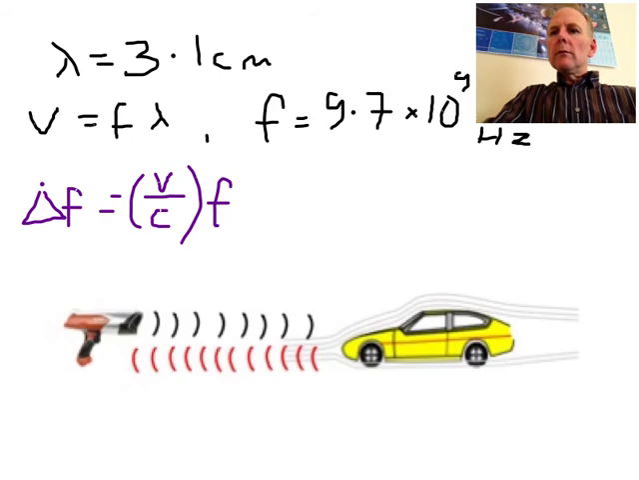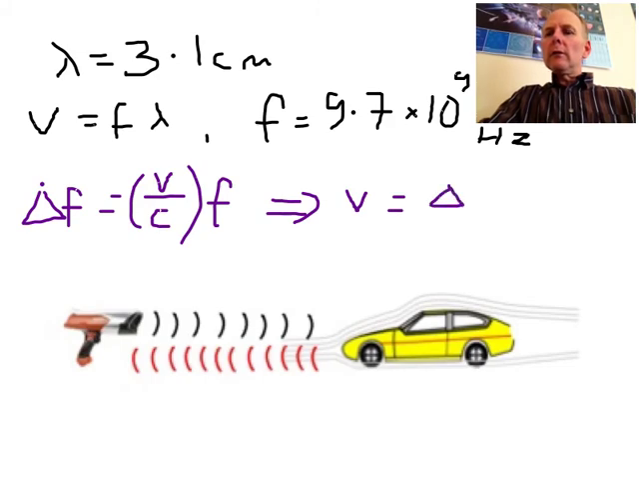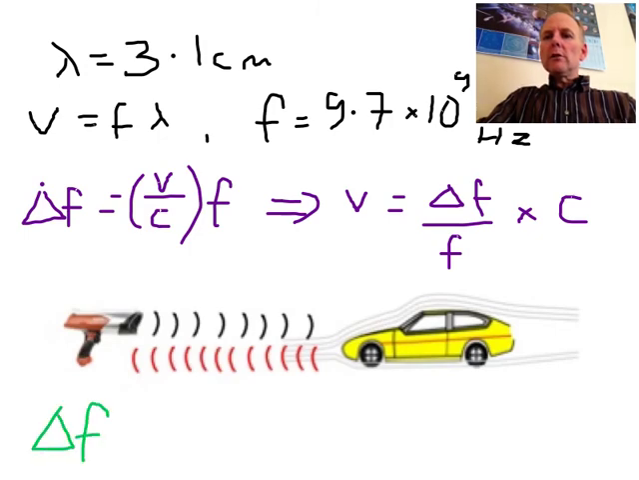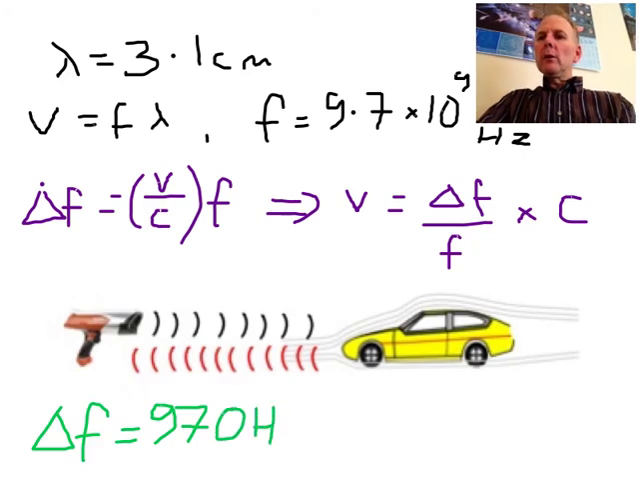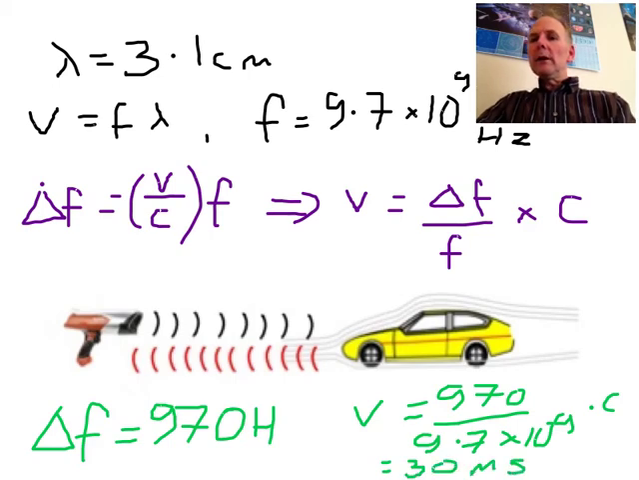Let's rearrange that equation. So we have v, which is what we want, is equal to delta f, the change in frequency, over f, the actual frequency, multiplied by the speed of the microwaves. So let's say that the change in frequency measured by the radar gun is equal to 970 hertz. Let's plug all those things into the equation. So we have v equals 970 divided by 9.7 times 10 to the 9 multiplied by the speed of light. I'll just write down c because I can't fit it in, but that's 3 times 10 to the 8. Plugging all those numbers in, we get a speed of 30 meters per second, which, depending on the situation, may or may not be breaking the speed limit.